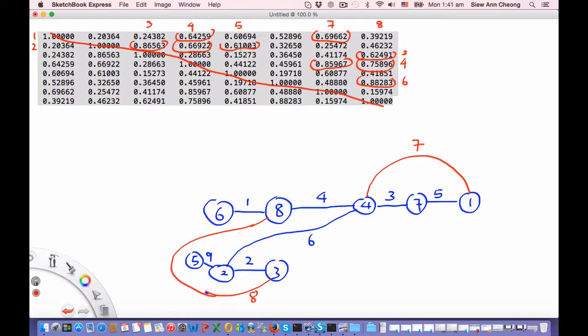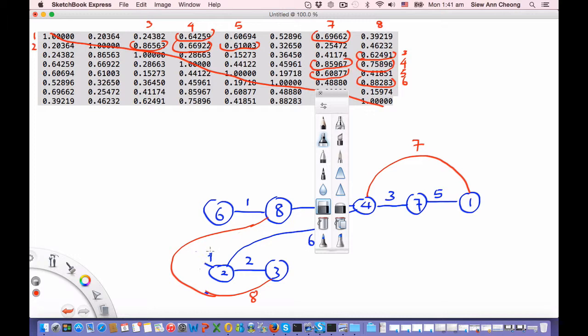So we have accepted this 0.61003 correlation. The next largest will be here, 0.60877, and that is between 7 and 5. Between 7 and 5. So is it possible to have a link between 7 and 5? So from here it seems like if we draw the link it will cross, but the position of 5 is actually not finalized yet. So I can always move it out.